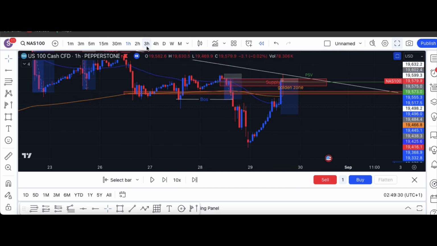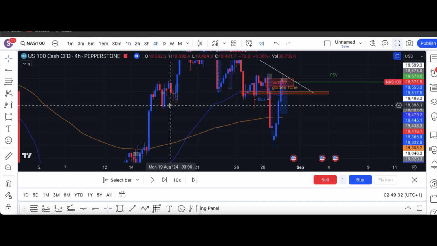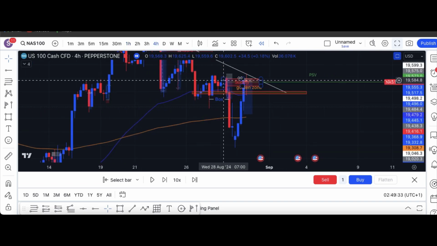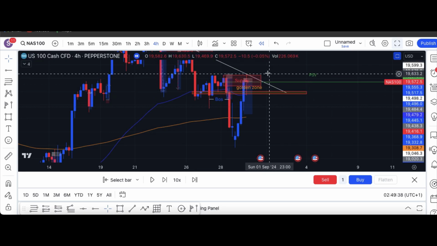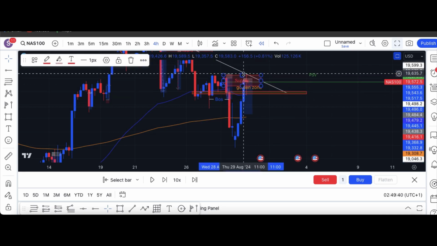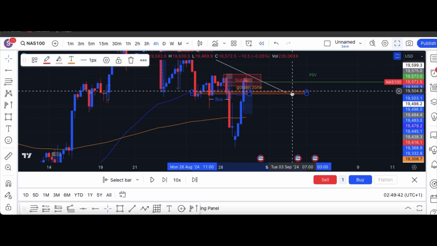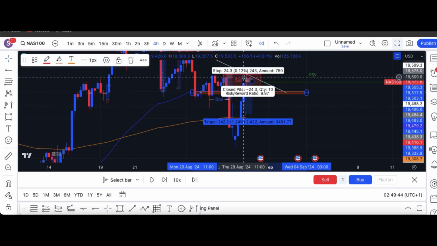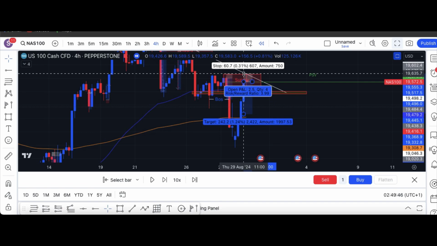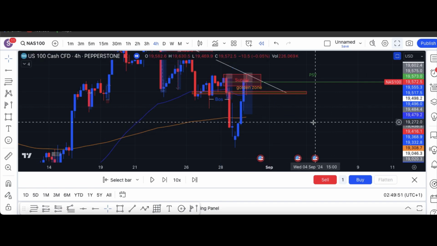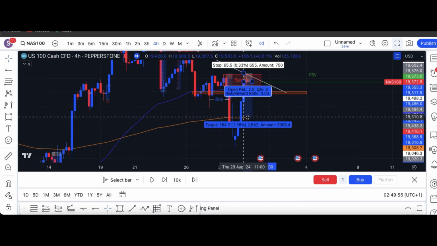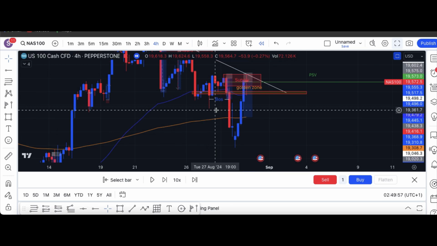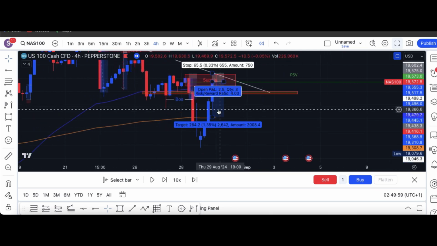After that happened, I went on the 4 hour and realized this is a 4 hour supply zone right here. So I fixed it, moved it up a little bit, and pushed my stop loss above these highs. I targeted this 200 moving average right there for like a 104.